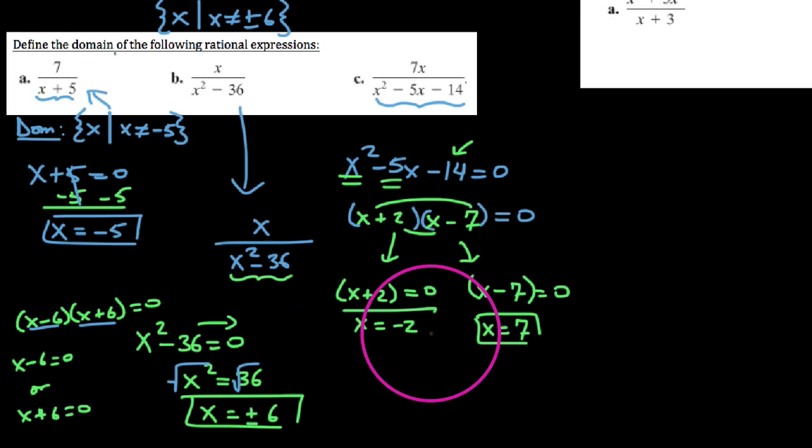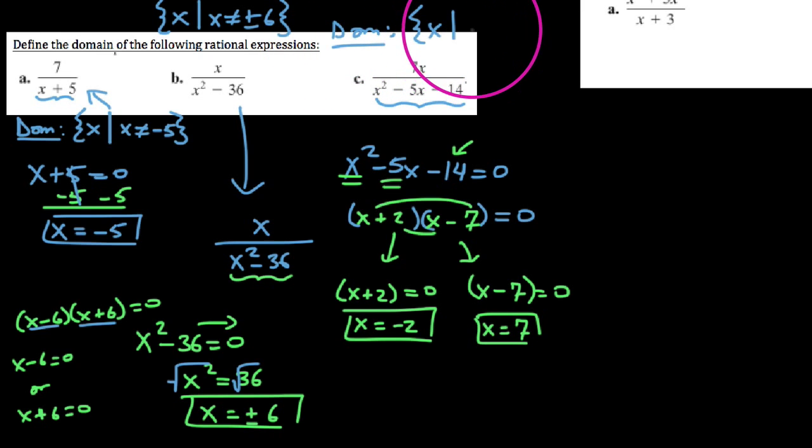So that being said, listing the domain of this function, we'd say the domain would be all x values such that x is not allowed to be equal to -2, nor is it equal to 7. Everything else is acceptable.